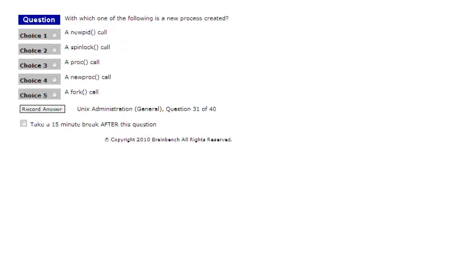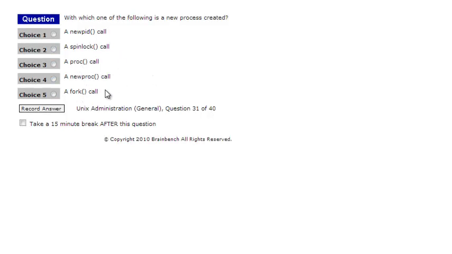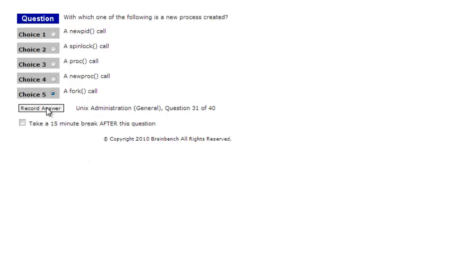With which of the following is a new process created? New pit call, spin lock call, proc call, new proc call, fork. You can fork a new process. That creates a new process.